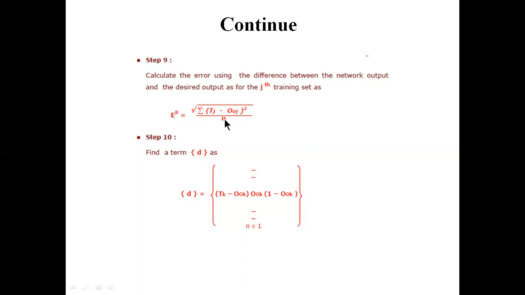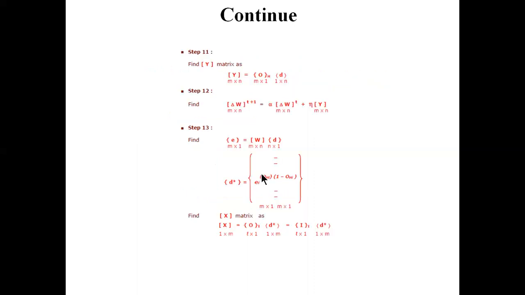Now step 10, find a term that is Tk minus OK into 1 minus OK. You need to remember this value. There are lots of equations from which we can get this value, but for now just remember these terms. You need to calculate a D whose value is Tk minus OK into OK into 1 minus OK. Next, in step 11, we calculate the matrix that is the multiplication of the OH matrix into D.